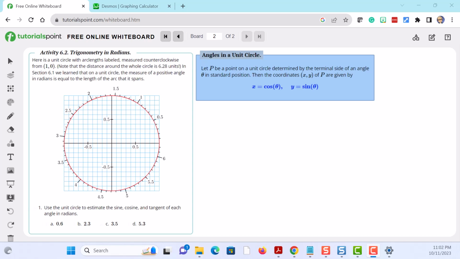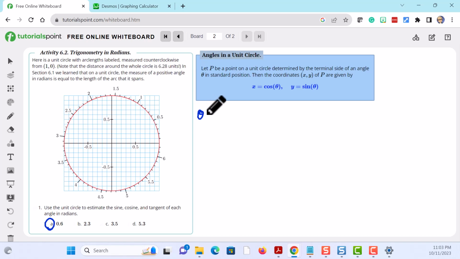In this video, we're going to use the unit circle to estimate the sine, cosine, and tangent of each angle in radians. Our first angle is 0.6. Now notice, this is not 0.6 degrees, this is 0.6 radians. So what we need to recall is, what is the definition of an angle in radians?